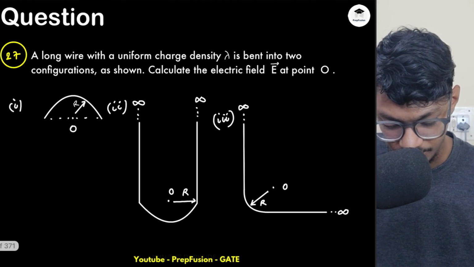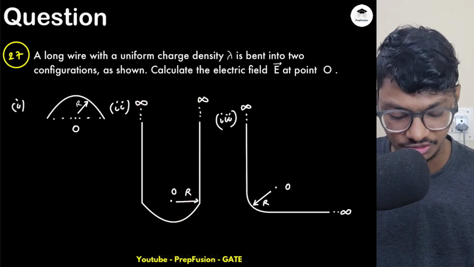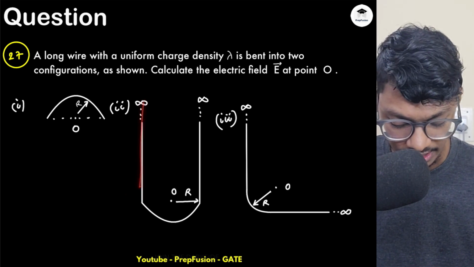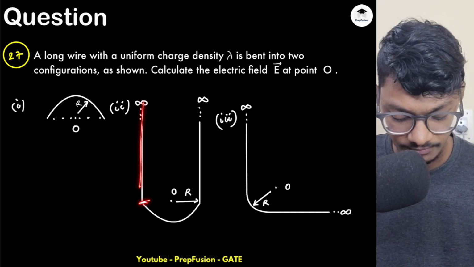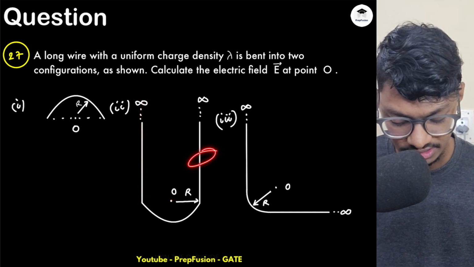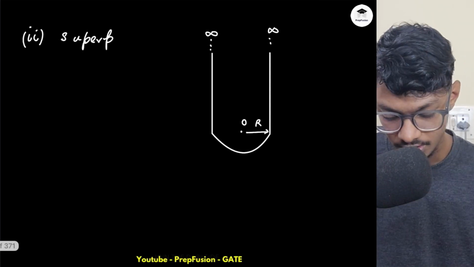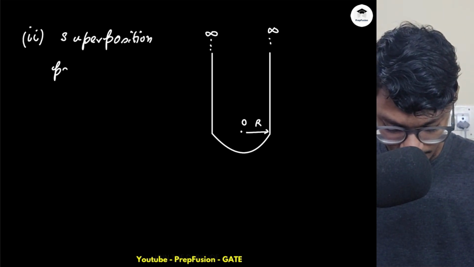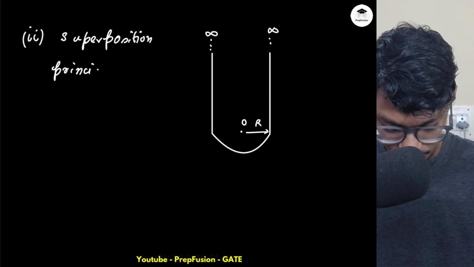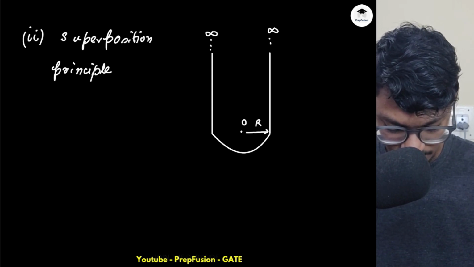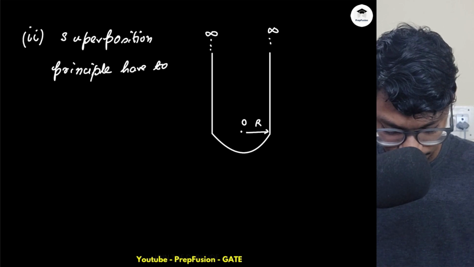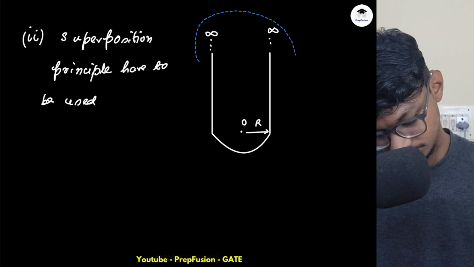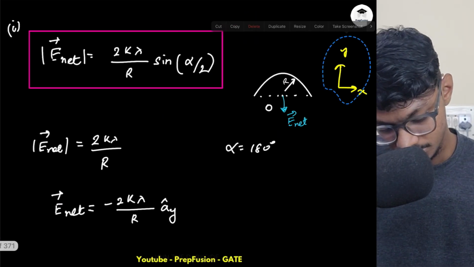Now in the second part, we have to use superposition, because this is a rod with infinite length, and I am observing the electric field from an end. Same for this one, and this is a circular arc, a semicircular arc. So the superposition principle has to be used.